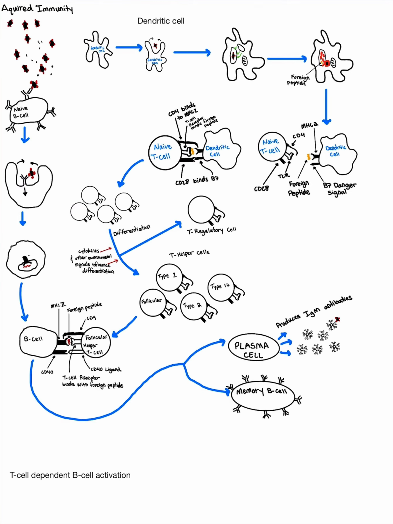So today we will be discussing a process of acquired immunity called a T cell dependent B cell activation. So down here's the title, T cell dependent B cell activation. And the overarching idea is that we're turning a B cell, one of these guys, into a plasma cell. And plasma cells have the ability to produce antibodies.